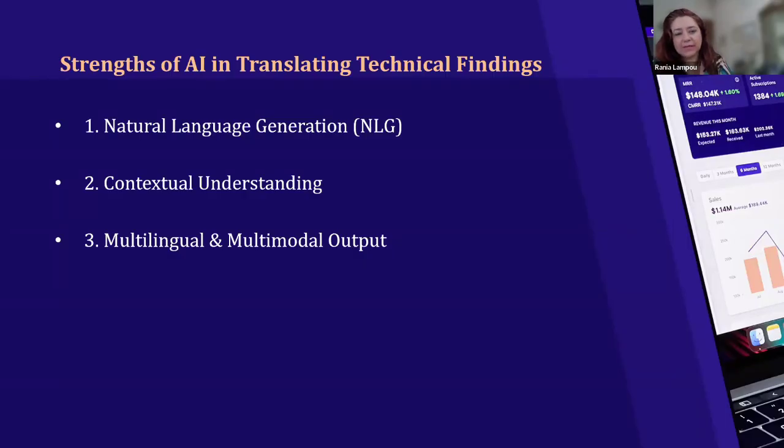They can help with contextual understanding because modern AI models are trained on a broad range of technical and non-technical texts, allowing them to understand the purpose of a study, to reframe technical terms using analogies or everyday language, to tailor tone and detail based on the audience, so for example, policymaker versus general leader. And helps provide insights in multiple languages, create visual summaries.